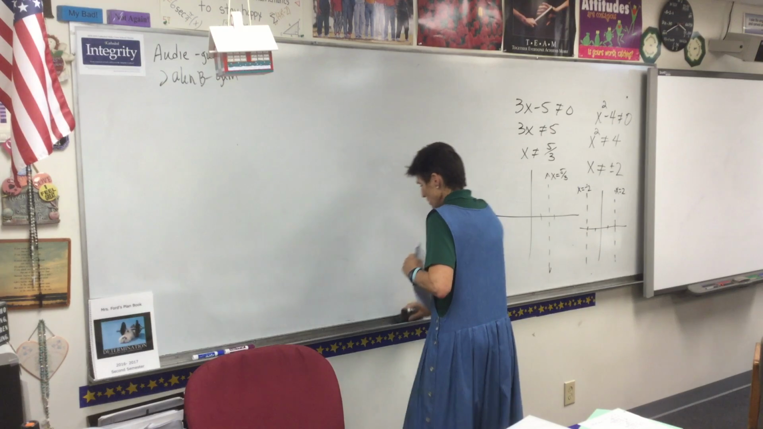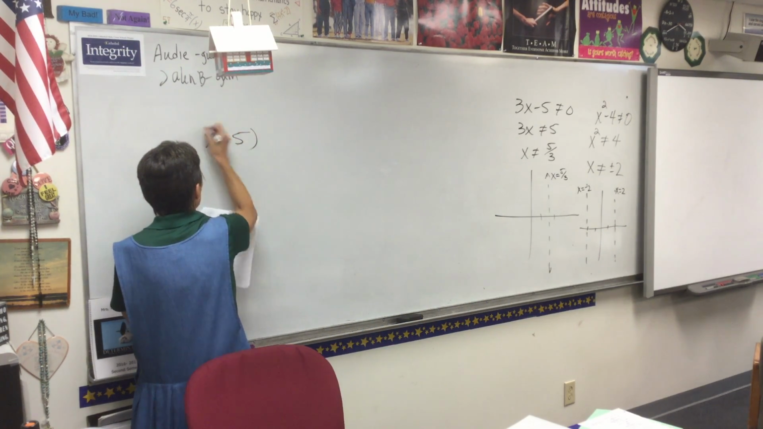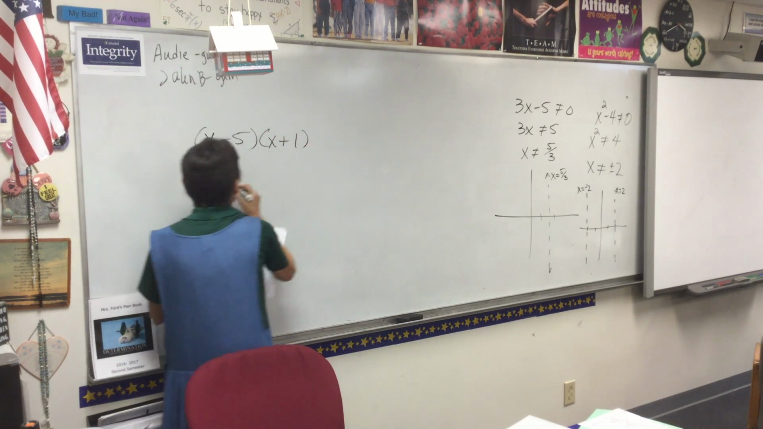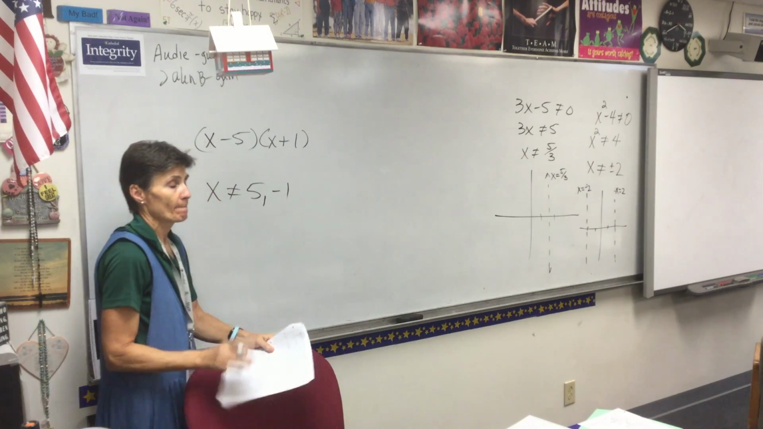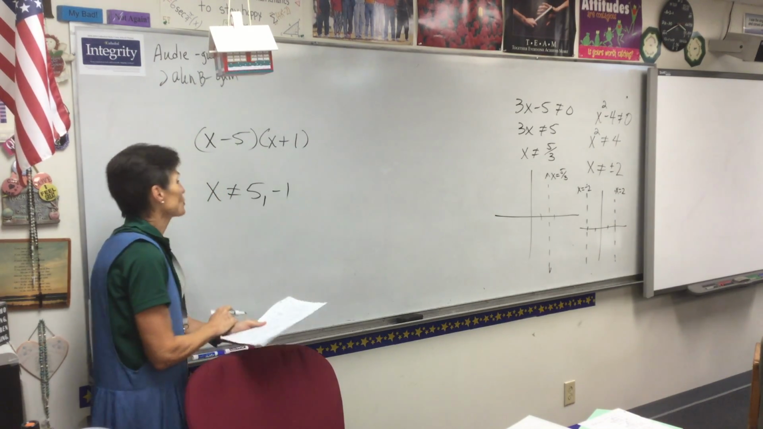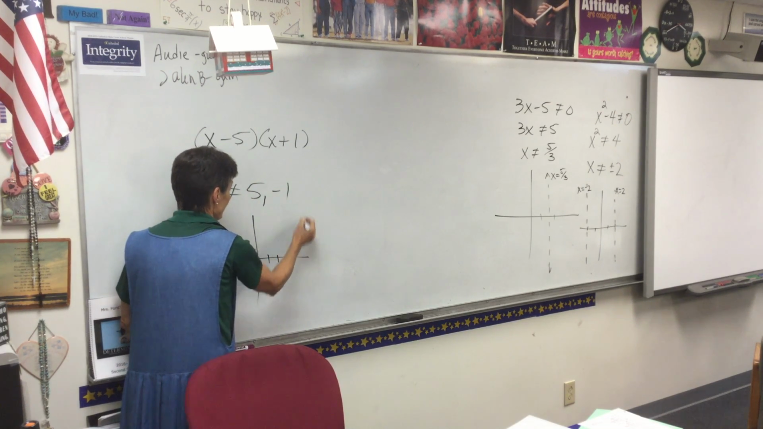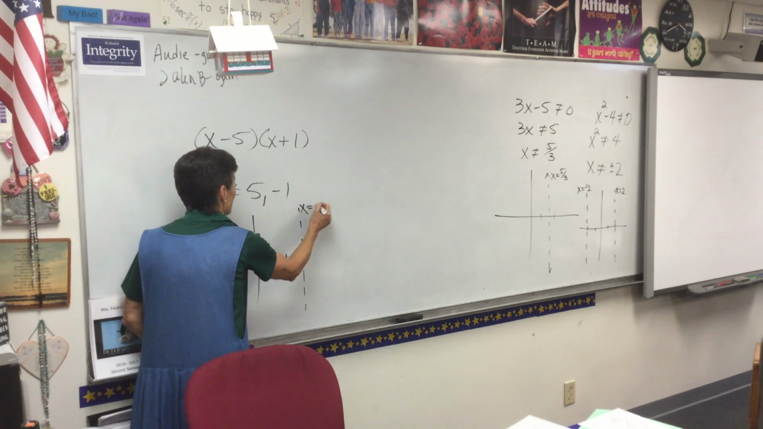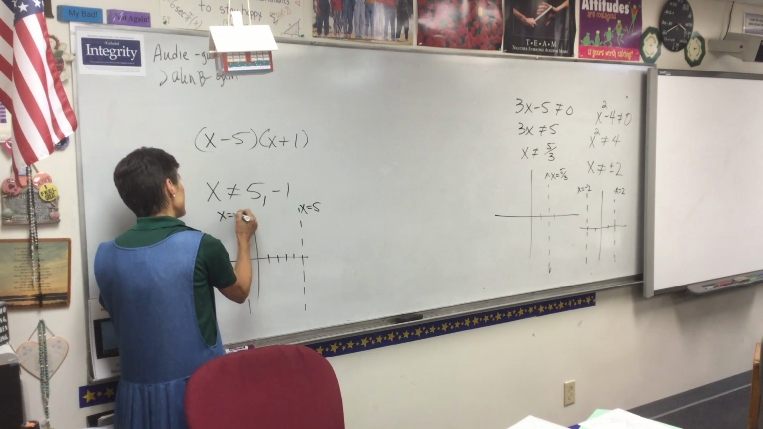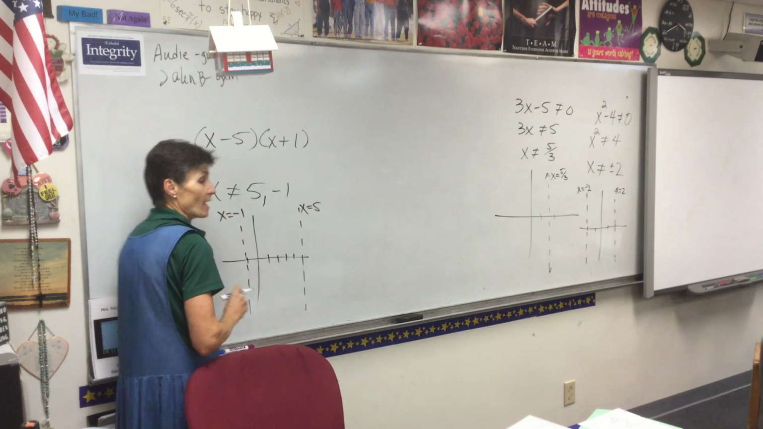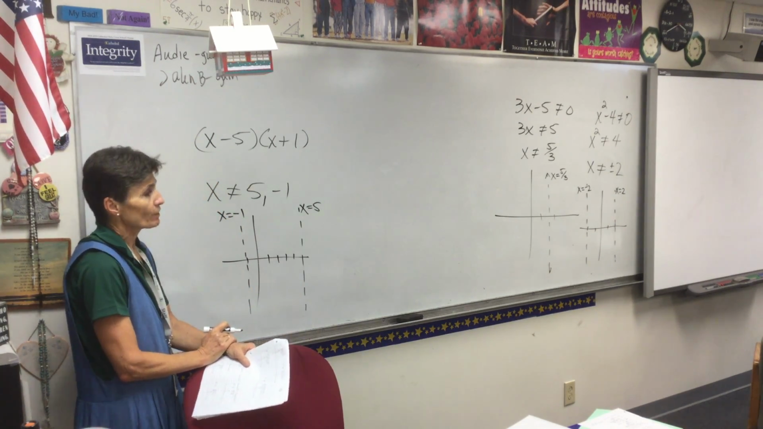In problem D, what you should have done is factored the denominator, and you have asymptotes at 5 and -1. So you're drawing two different asymptotes. Just like that last one, there'll be an asymptote at +5, and there'll be an asymptote at -1.